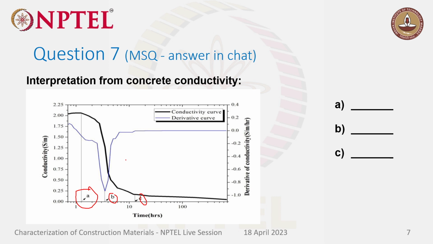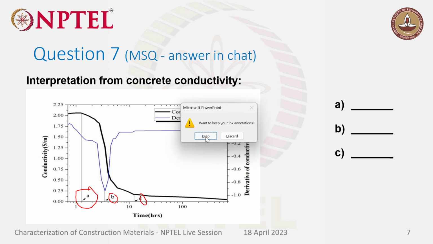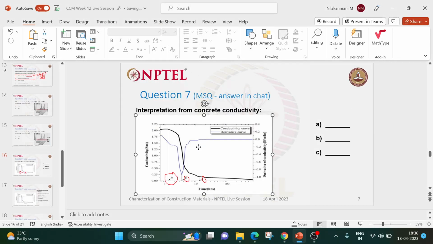Let me minimize this and then I'll come there. For the moment, let me start the timer for 2 minutes. Please take 2 minutes and type whatever you understand from the graph. This is already explained in the lecture PPT. If you have watched the video, you should definitely be able to answer.